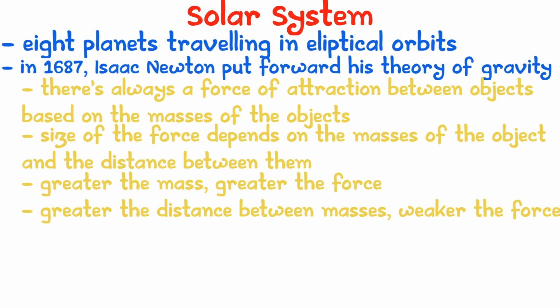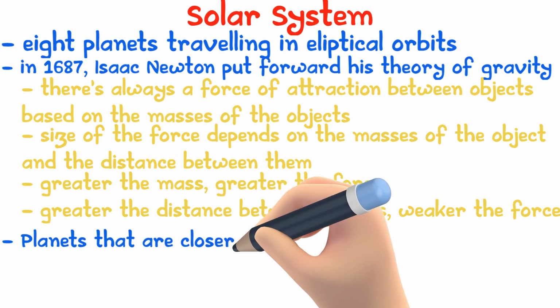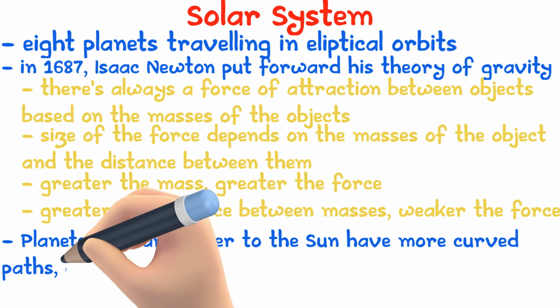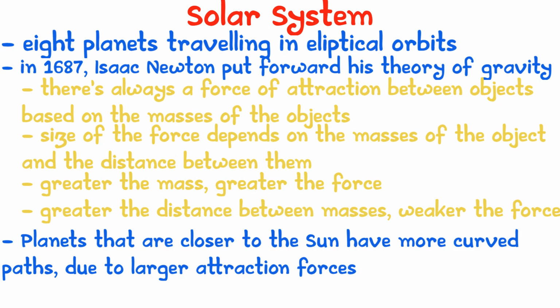Our Sun is huge, so the gravitational force between the Sun and the planets is also huge. It's what holds our solar system together and makes the planets follow their curved paths. Planets that are closer to the Sun have more curved paths due to the larger attraction forces.